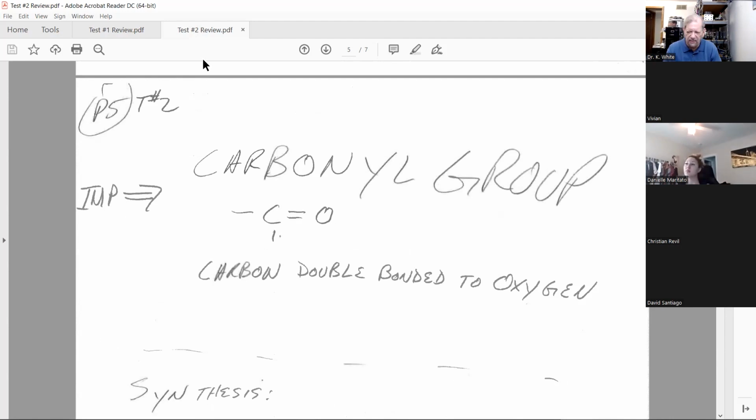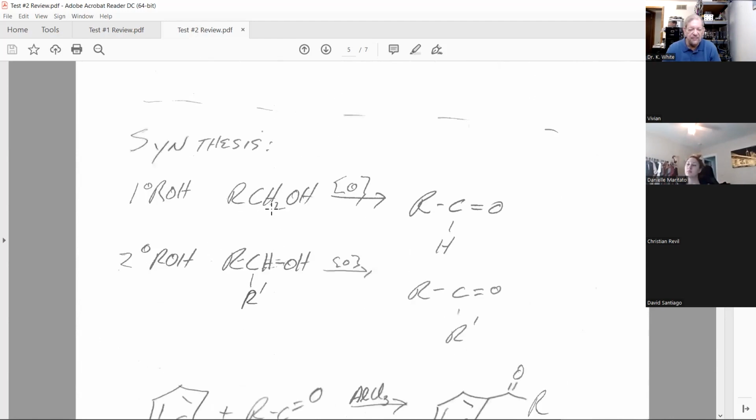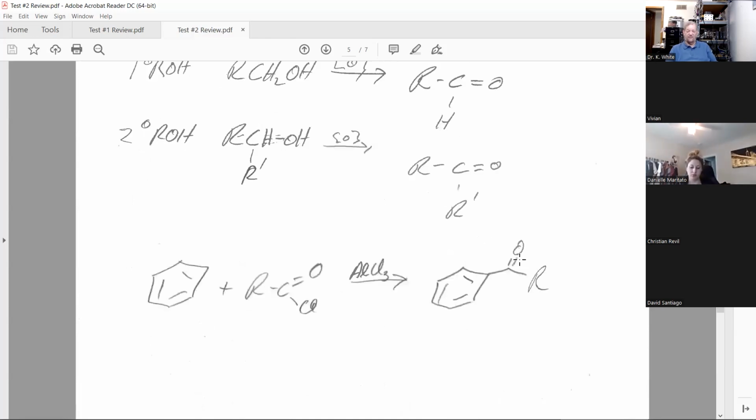Remember, carbonyl group. You should know how to draw it and how to describe it with words. Carbonyl group: carbon double bonded to oxygen, and here's the carbonyl group. Now, how do you make ketones and aldehydes? Well, these reactions we just went through, but I'll cover it again. You take a primary alcohol, oxidize to get an aldehyde. Secondary alcohol, oxidize it. The O in the bracket means oxidize, and you'll get a ketone.